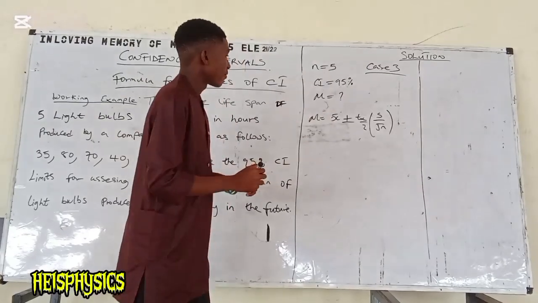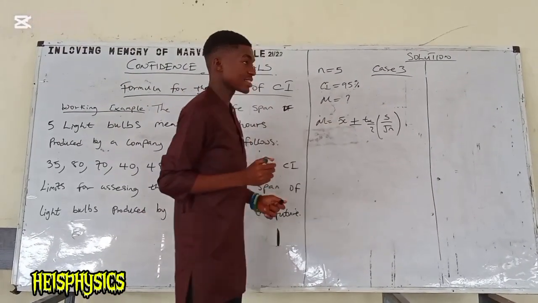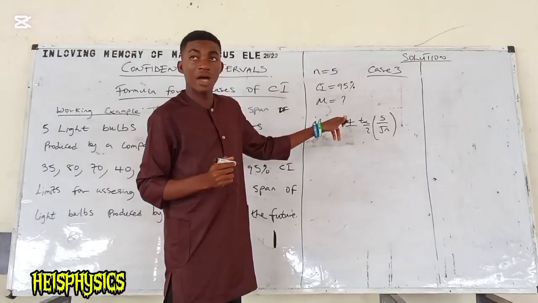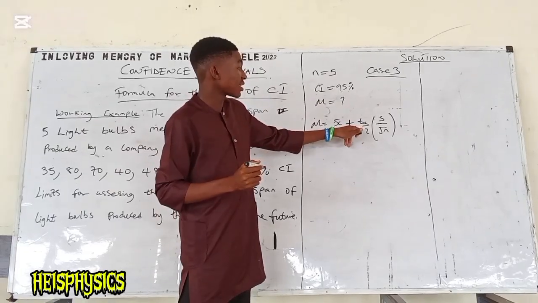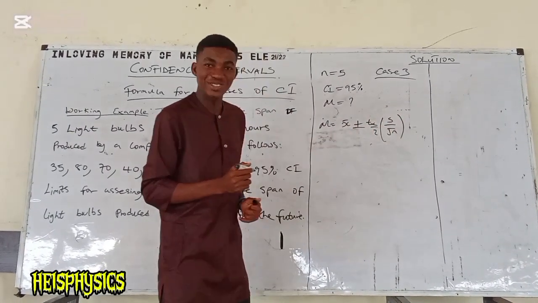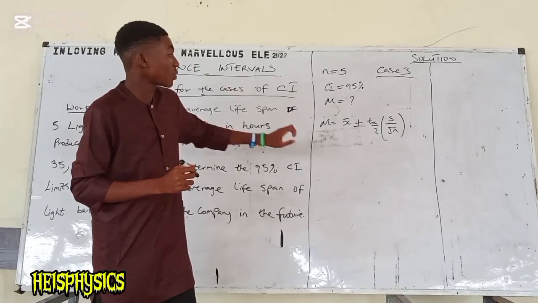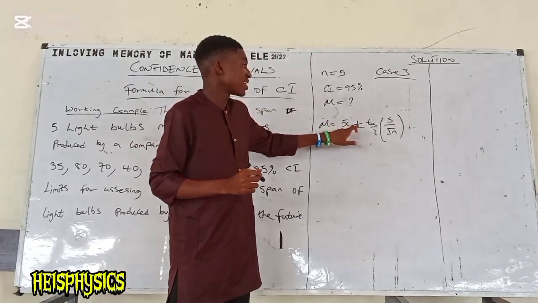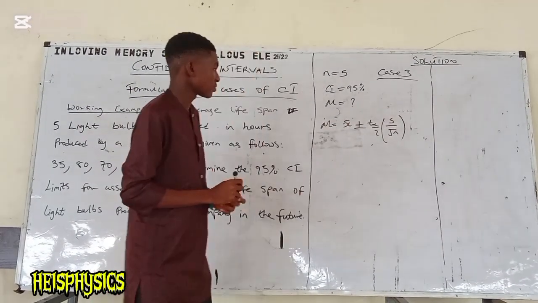So what do we have? We're looking for this mu, right? Do we have our sample mean? No. Do we have our t score? No. Do we have the standard deviation? No. We have n, yes. What a question. Only n we have. So we have to find x bar, t score, and standard deviation.